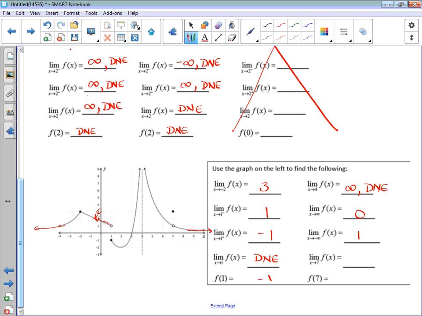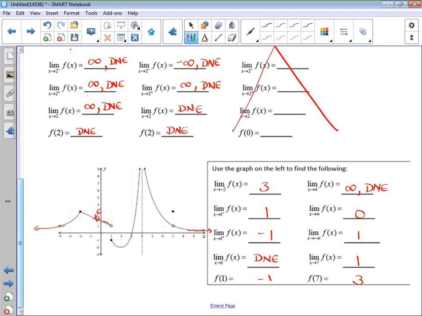All right. Then the limit as x approaches 7. What do you think? 1. Okay. We see why it's not 3? Okay, but then f of 7 would equal 3. Questions on any of those? Okay.